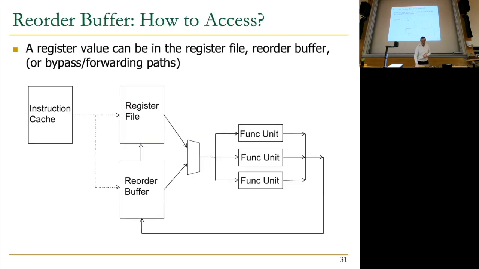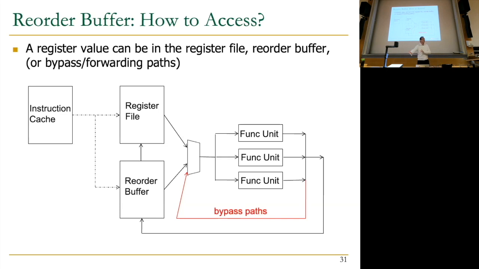Okay, so let's take a look at this. How do we access the reorder buffer? This is a pictorial view. You have an instruction cache, you fetch the instruction, you decode the instruction, you place the instruction into the reorder buffer, and we want to check where the source registers are coming from. The source register can come from the register file. The source register may be in the reorder buffer, or the source register may come from the bypass paths. So basically, when an instruction is being decoded, there could be multiple different places where one of the source registers may be available.